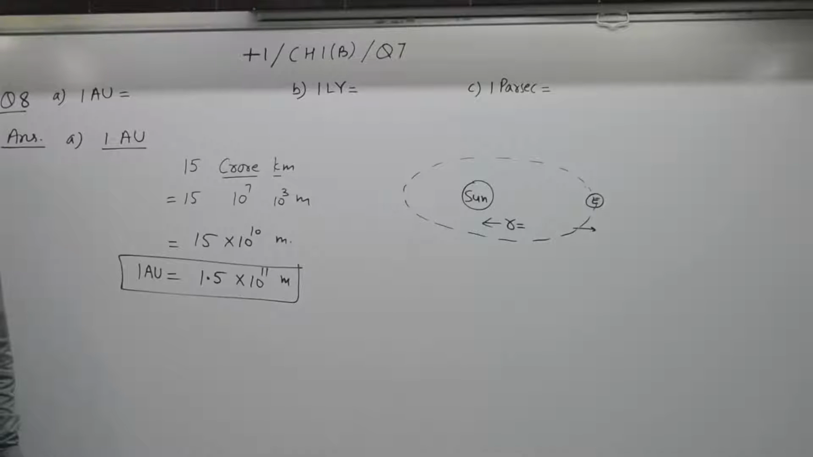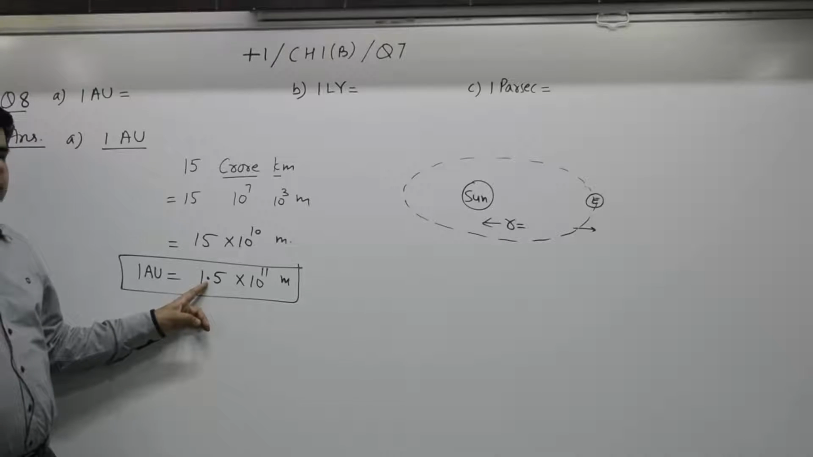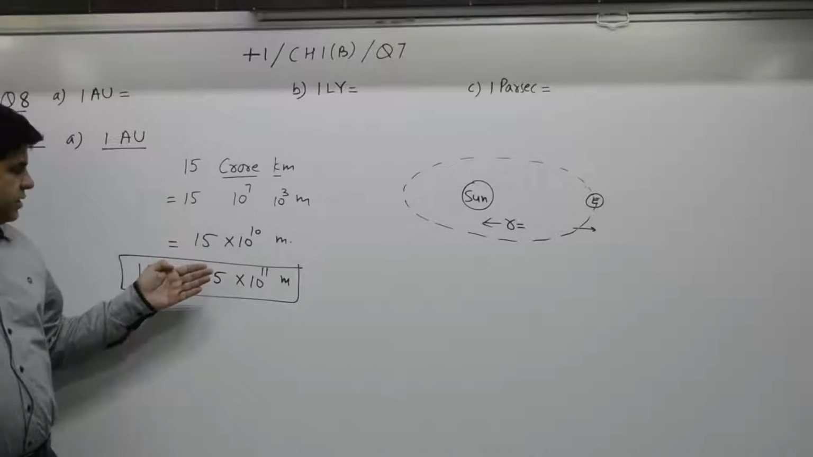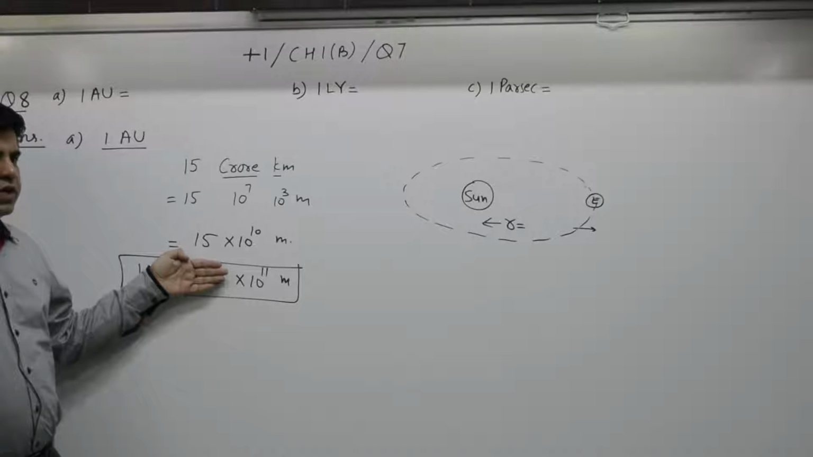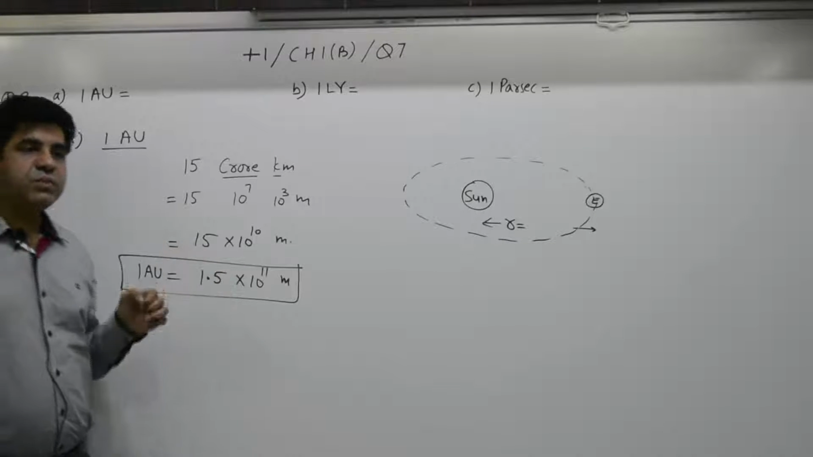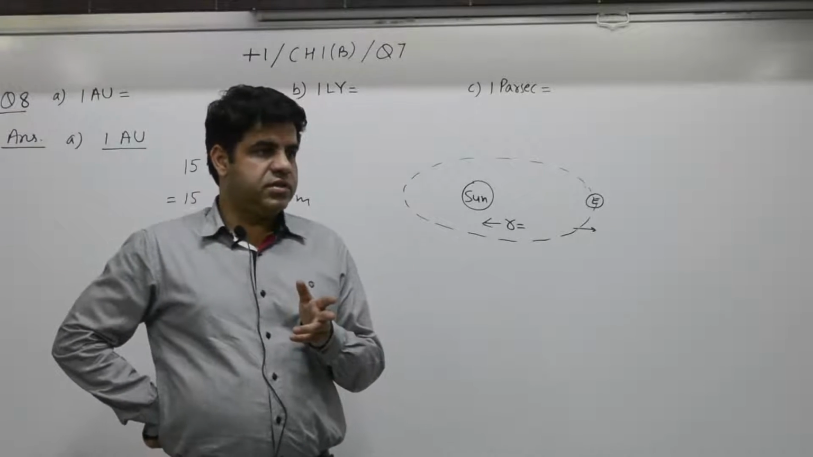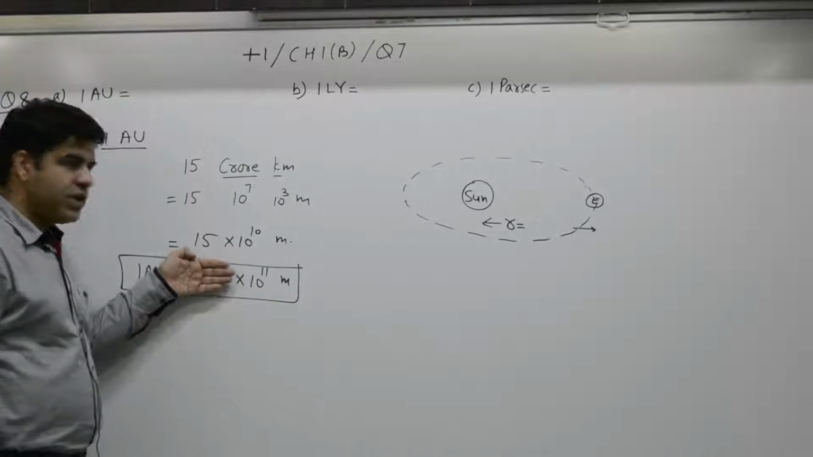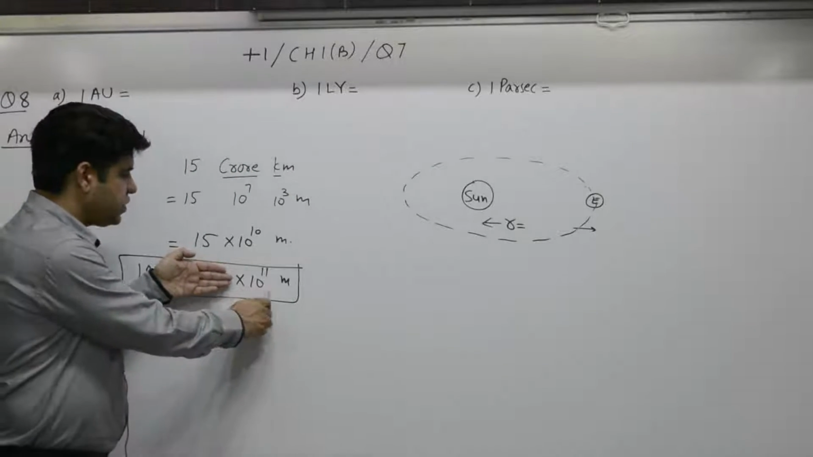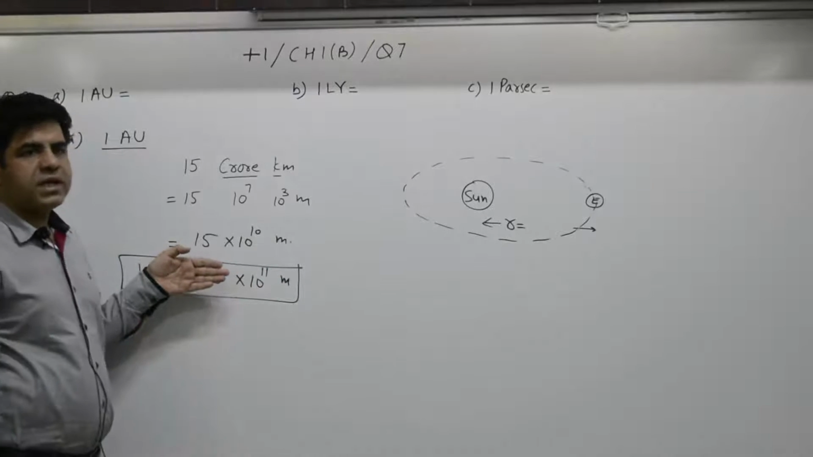International convention for writing orders of magnitude is: 1 digit, then decimal, and then 10 raised to the power something. Because when we say 1 into 10 to the power 11 or 2 into 10 to the power 11, the order is the same. 60 rupees or 70 rupees, order is same. So whether it is 1.5 or 1.6 into 10 raised to the power 11, we see this part.